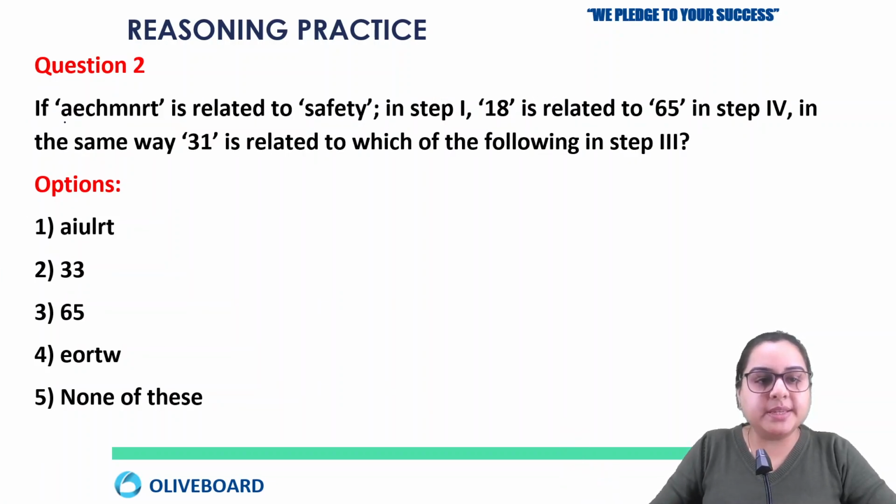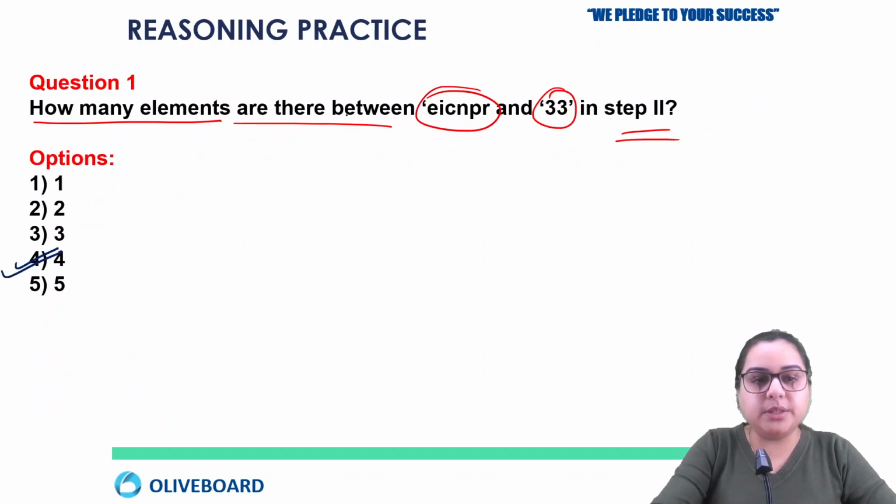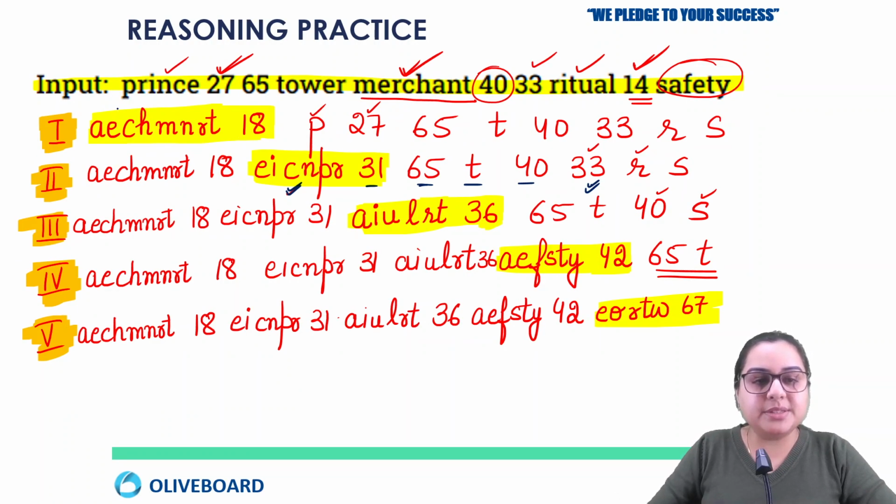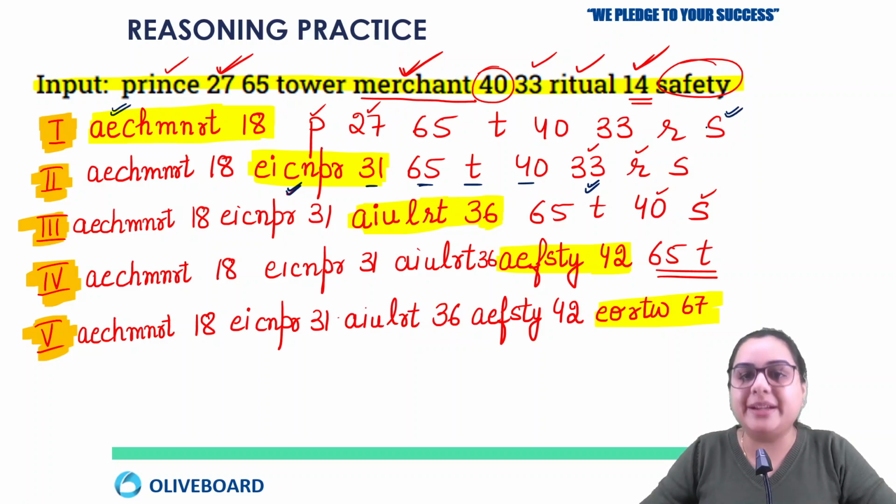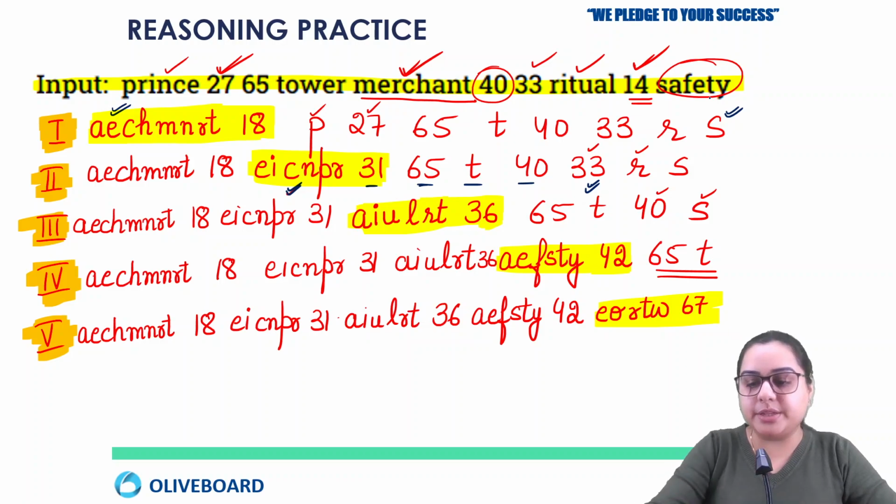Okay, now he says this is merchant. This is the arranged form of the word merchant. Now merchant is related to safety in step number 1. How are they related? In the first step, I can see this merchant is coming in the starting and this word safety is coming in the ending. Okay, so this is how they are arranged.